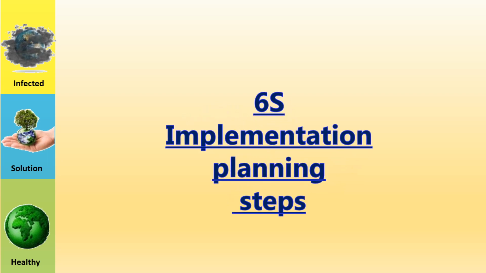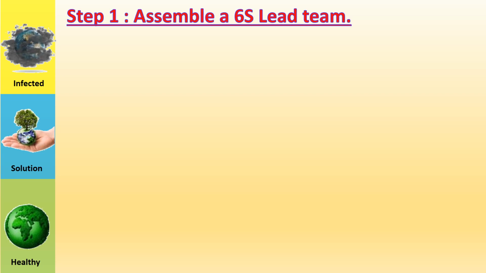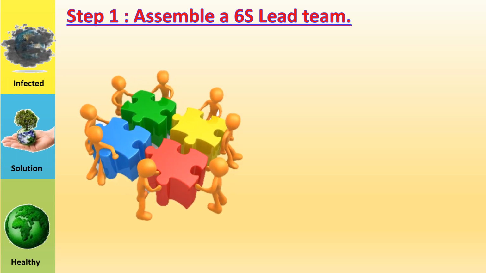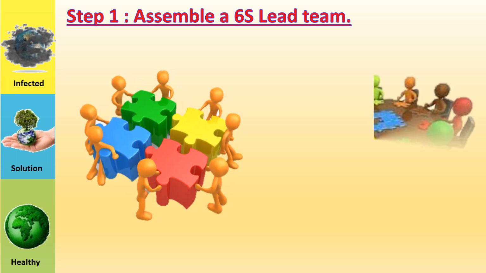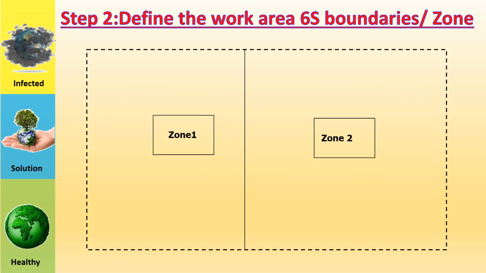Next, we are going to discuss 6S implementation steps. Step 1. First, we need to assemble the 6S lead team. Who is going to lead the 6S team? That we need to decide in the first phase. That is step 1. Step 2. We need to determine the workplace boundaries or zones. Which zone belongs to which area and who is going to control. These kinds of things we need to define in step 2.